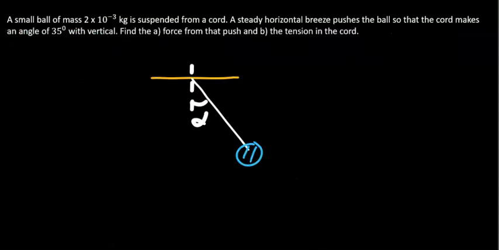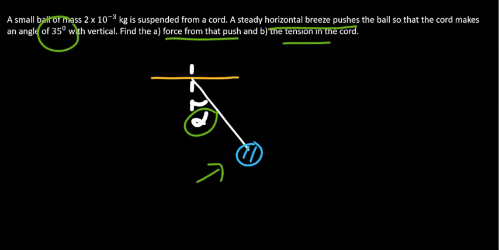Let's look at the following problem. A small ball of mass 2 times 10 to the power minus 3 kg is suspended from a cord. A steady horizontal breeze pushes the ball so that the cord makes an angle of 35 degrees with vertical. So alpha here is 35 degrees. Find the force from that push and the tension in the cord.